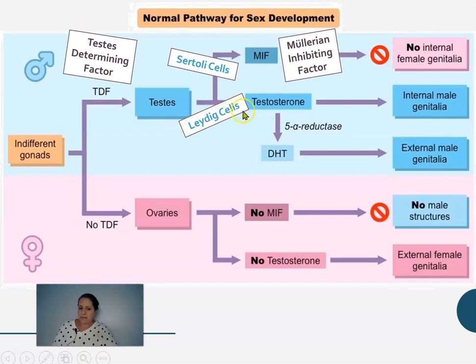The Leydig cells, it's their job to produce testosterone, which you've heard of before, right? Testosterone is the main androgen, which is a steroid hormone that males secrete. And it's secreted by the Leydig cells within the testes. It's the Leydig cells secreting the testosterone that leads to the development of the internal male genitalia. So the internal Wolffian ducts become part of the vas deferens and the seminiferous tubules. So the male internal genitalia develop because of testosterone.